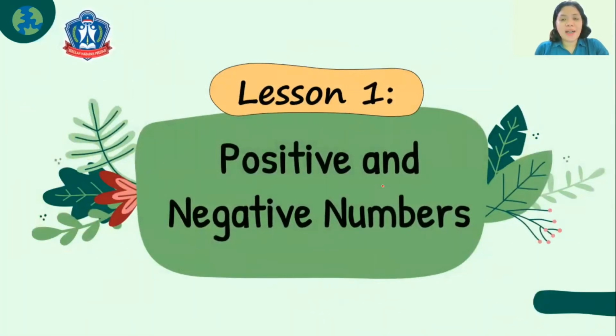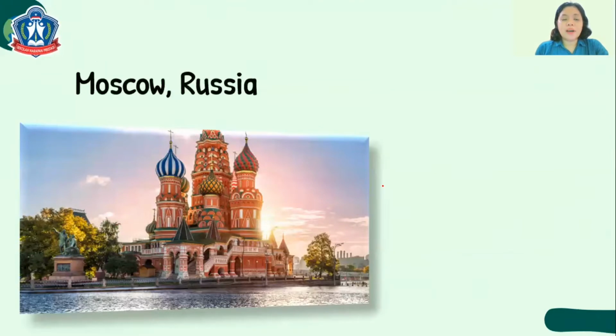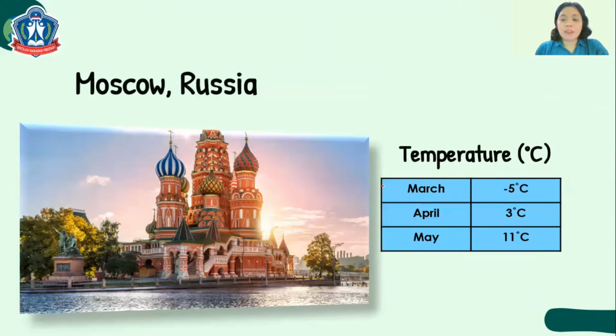Let's start with lesson 1 about positive and negative numbers. I have here a picture of a famous city, and this is in Moscow, Russia. Are you familiar with Moscow, or have you been there? Then I have here the table of the temperature in Moscow for 3 months. Temperature is the hotness and coldness of a place or something, and it is measured by degrees Celsius. So during March, the temperature is -5 degrees Celsius. April is 3 degrees Celsius, and during May, 11 degrees Celsius.